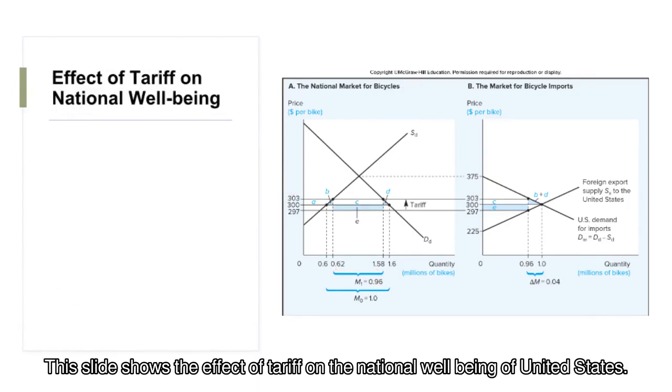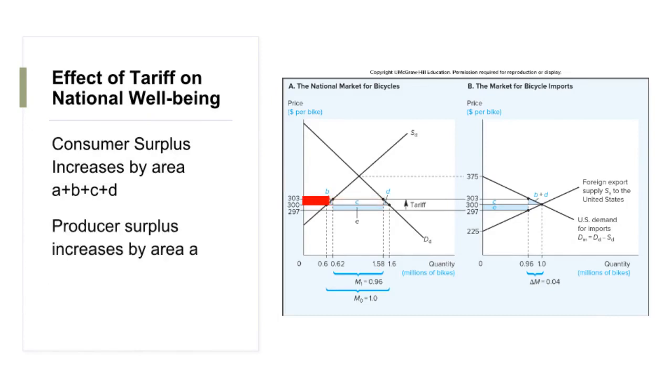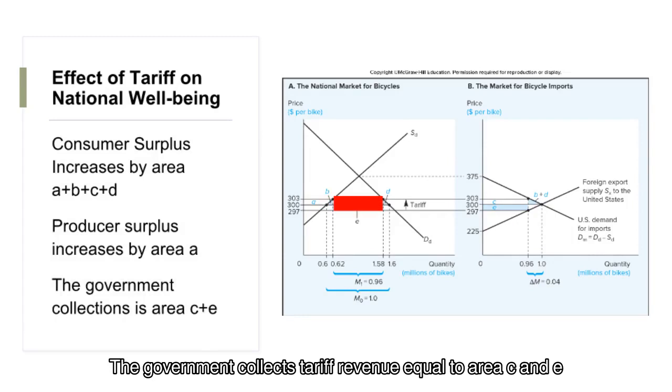This slide shows the effect of the tariff on the national well-being of the United States. Consumer surplus decreases by areas A, B, C and D. Producer surplus increases by area A. The government collects tariff revenue equal to areas C and E.